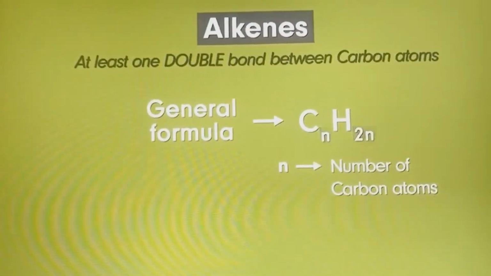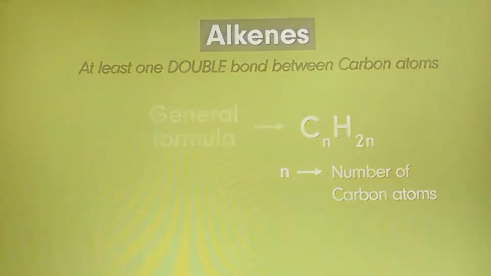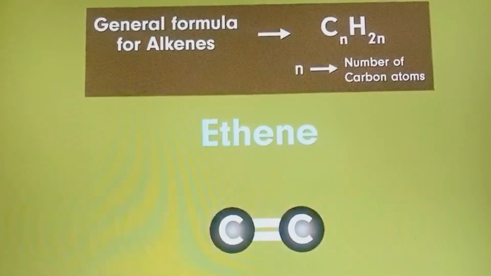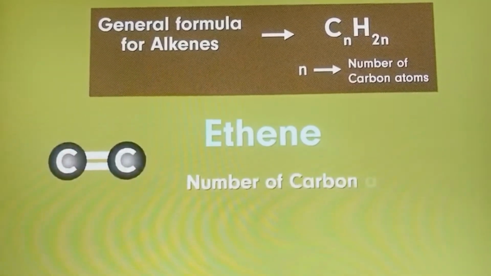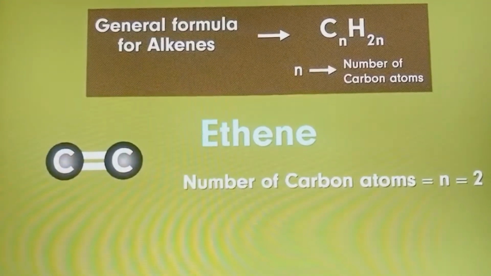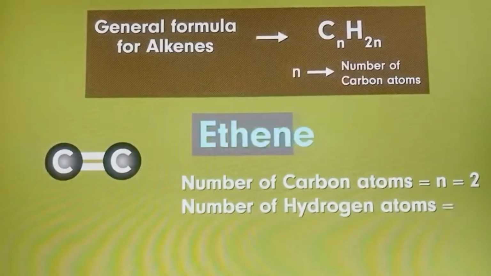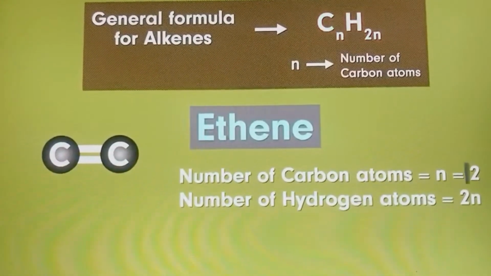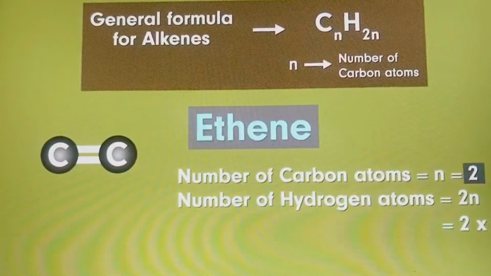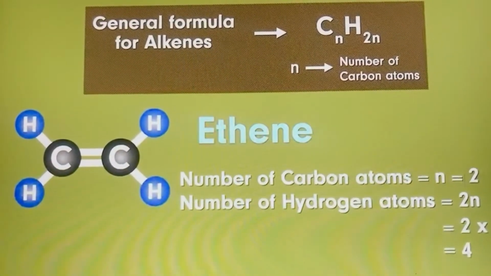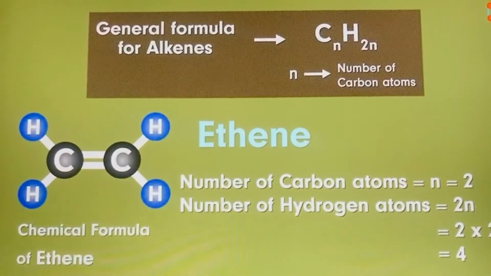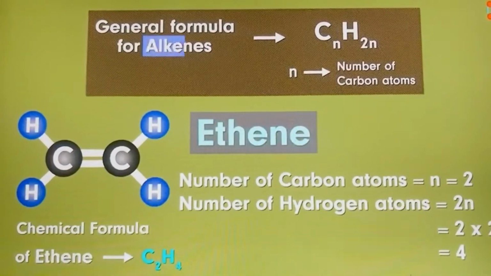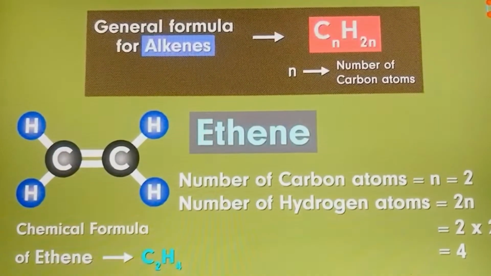That's right. For example, the simplest alkene known to us is ethene. It has two carbon atoms and they share a double covalent bond. So the value of n is 2. So what will be the number of hydrogen atoms in ethene? Based on the formula, it is 2 times n. As n is 2, we get the number of hydrogen atoms in ethene as 4. That gives us the chemical formula for ethene as C2H4. Similar to ethene, all the other alkenes can be represented using this simple formula.